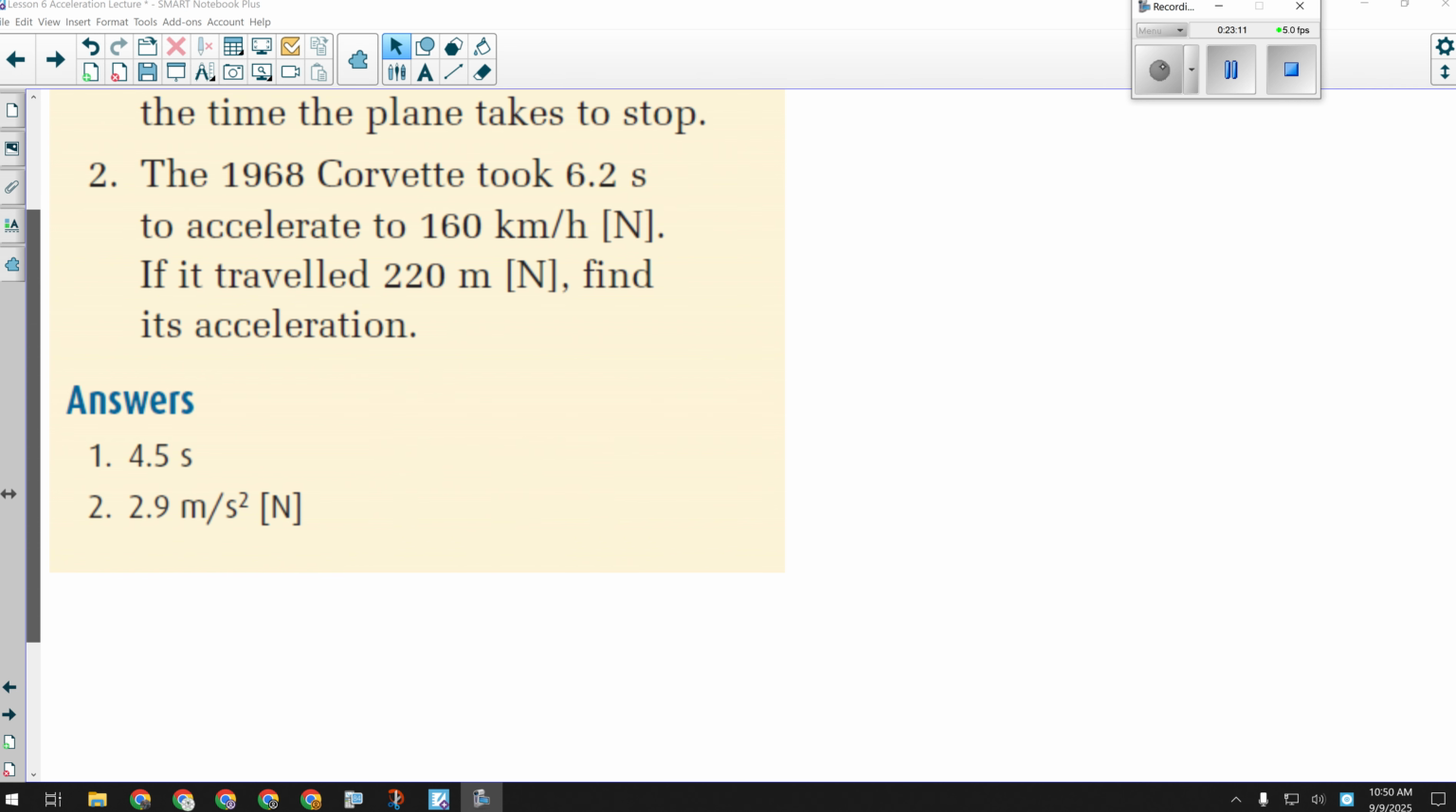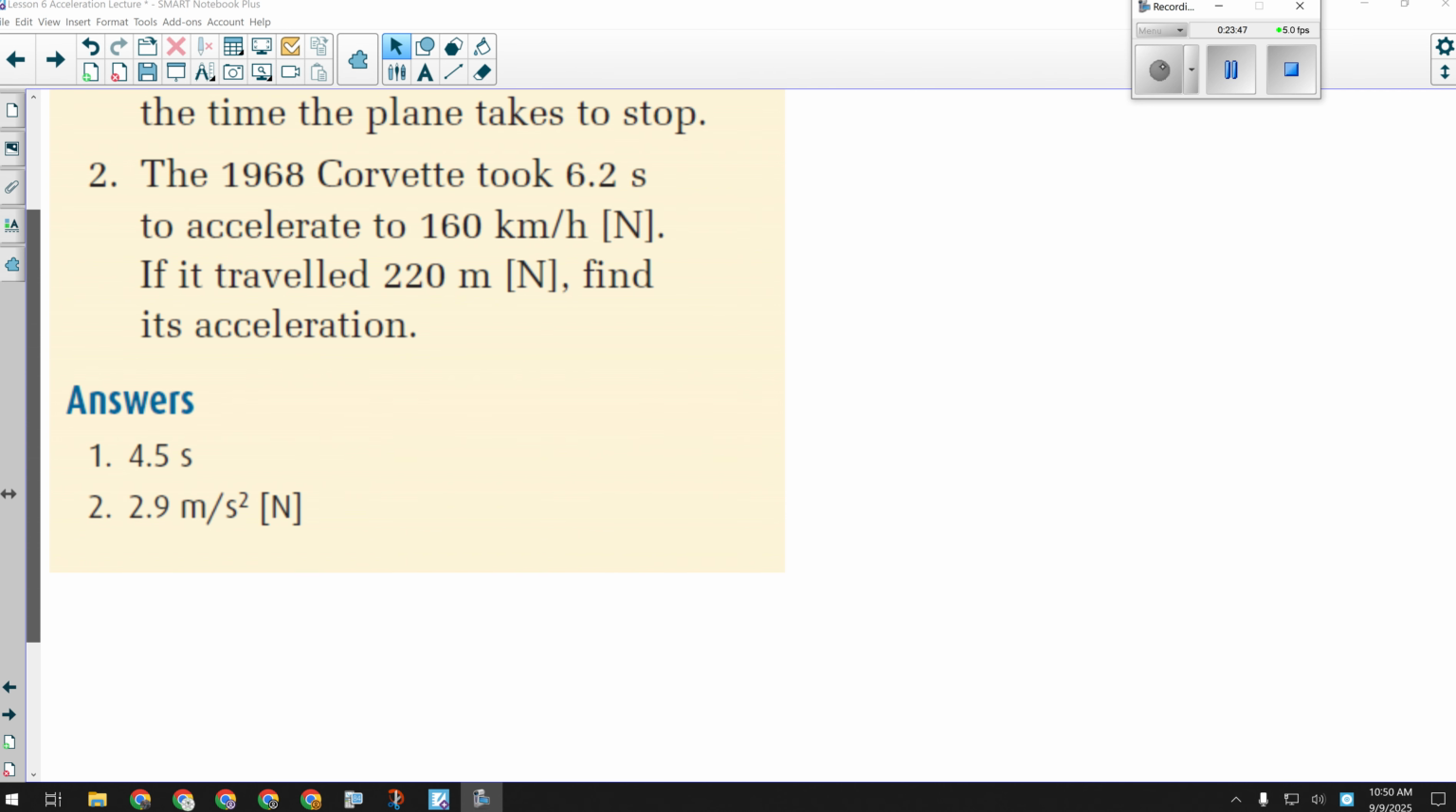Okay, so looking at number 2 here, we have a 1968 Corvette, took 6.2 seconds to accelerate to 160 kilometers per hour. Context, that's fast. That's 100 miles an hour. Most passenger vehicles can't get to 60 miles an hour or 100 kilometers per hour in 6.2 seconds. This thing was a beast. It had a giant big block V8 in it, and it just guzzled gas. If you pressed the gas down, you could watch the gauge go down. It was really, really thirsty, but it was also really, really fast.